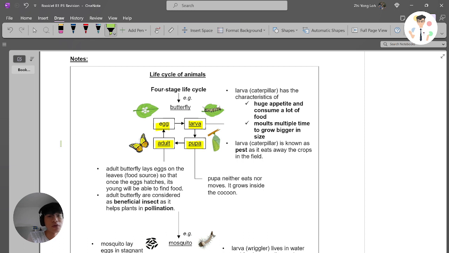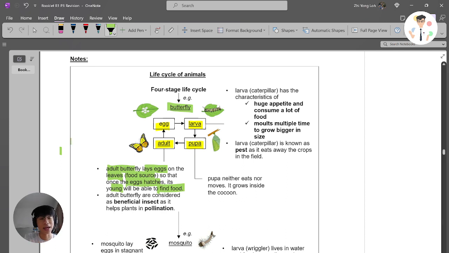Okay, now for butterfly, let me start with adult lah. Adult butterfly actually lays eggs on the leaf, which is the eggs lah. And what happened is the leaf is actually the food source for the egg. So when the egg hatches, the young will straight away be able to find food. Why? Because it just laid eggs on the food, right?